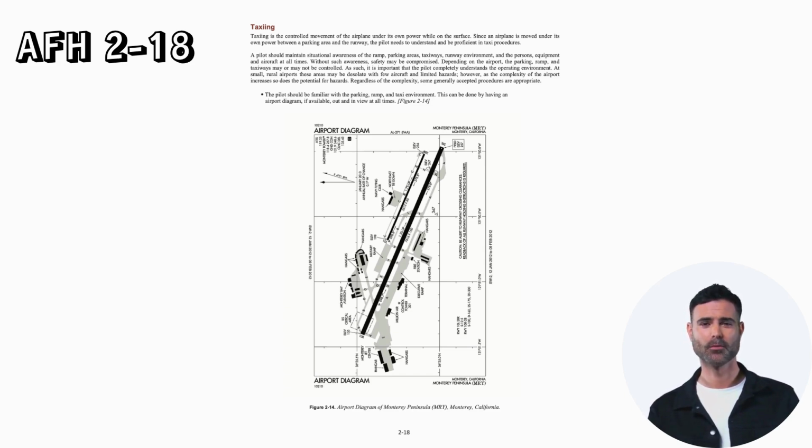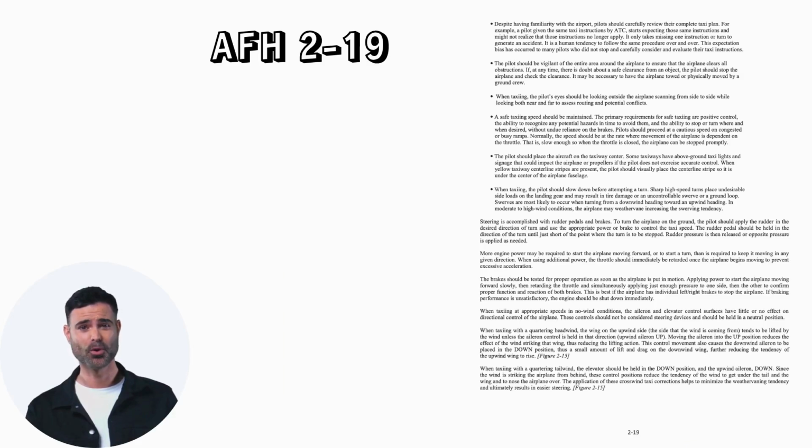The pilot should be familiar with the parking, ramp, and taxi environment. This can be done by having an airport diagram, if available, out and in view at all times. Despite having familiarity with the airport, pilots should carefully review their complete taxi plan. For example, a pilot given the same taxi instructions by ATC starts expecting those same instructions and might not realize that those instructions no longer apply. It only takes missing one instruction or turn to generate an accident.